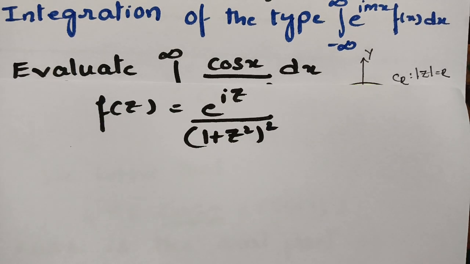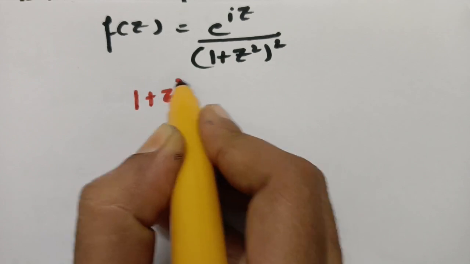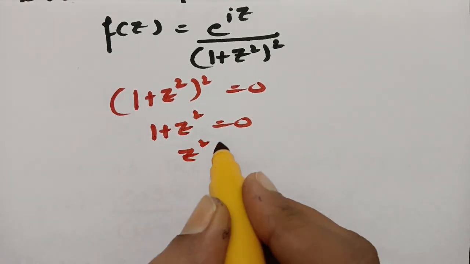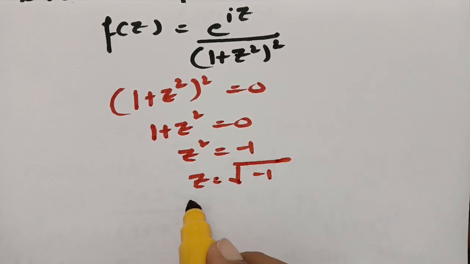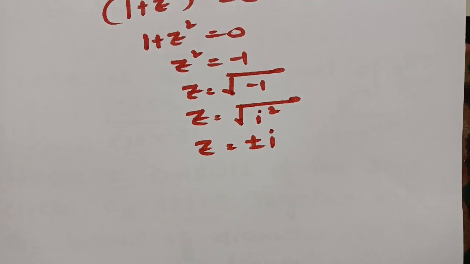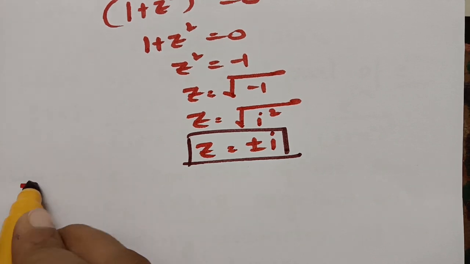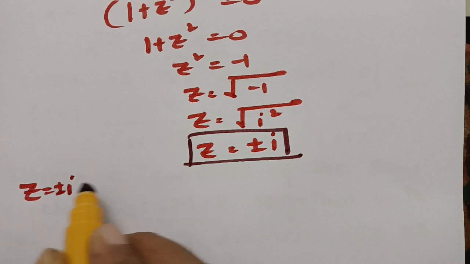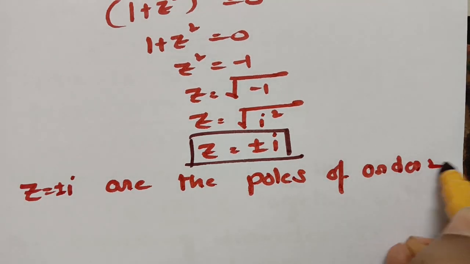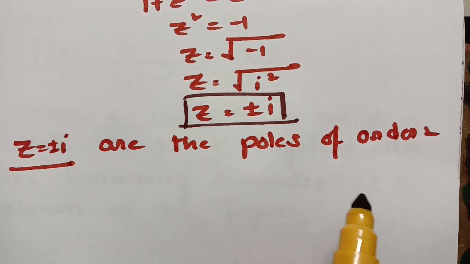Now first of all we have to find the poles. For finding the poles, as usual, we equate the denominator to 0. If I send the square to the other side, what remains is 1 plus z square is equal to 0. So z square is equal to minus 1, z is equal to root over minus 1. As you know, minus 1 can be written as i square, so z is equal to plus or minus i. So we got the two poles z is equal to plus or minus i, and these are poles of order 2. Why is it of order 2? As there is a square here. So z is equal to plus or minus i are the poles of order 2.